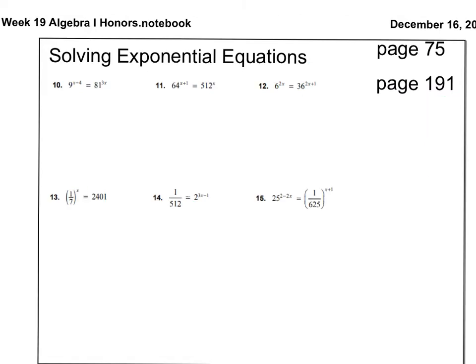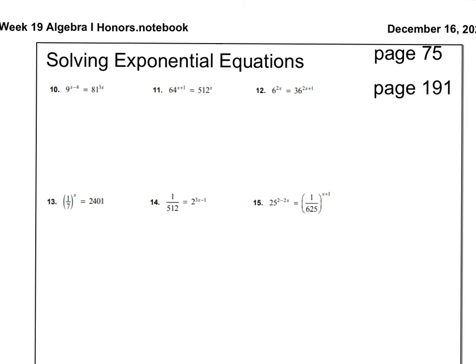Moving on to these next examples, I notice on number 10 that I have a base of 9 on the left and a base of 81 on the right. I know I can rewrite 81 as 9 to the second power. So I'm going to leave 9 to the x minus 4 as 9 to the x minus 4. I'm going to rewrite 81 as 9 to the second power with 3x on the outside.